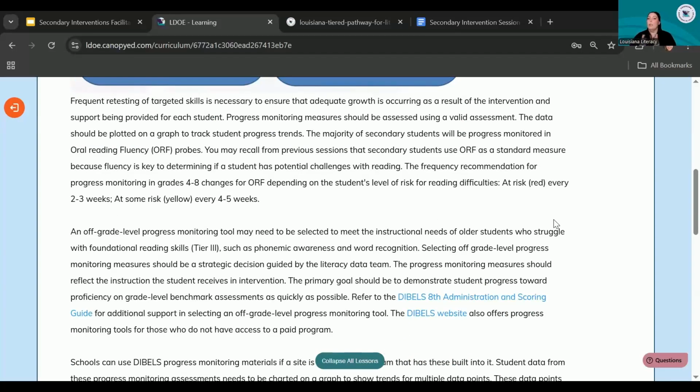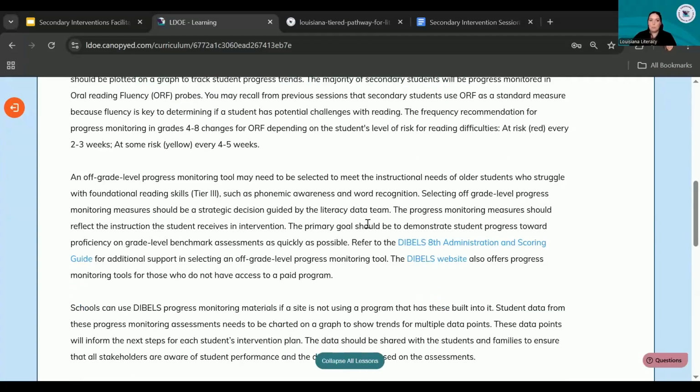So if they're at risk or in the red, you're going to want to do maybe every 2 to 3 weeks. If they have some risk, maybe every 4 to 5 weeks. So it will depend on each individual student, how often you're going to progress monitor them.